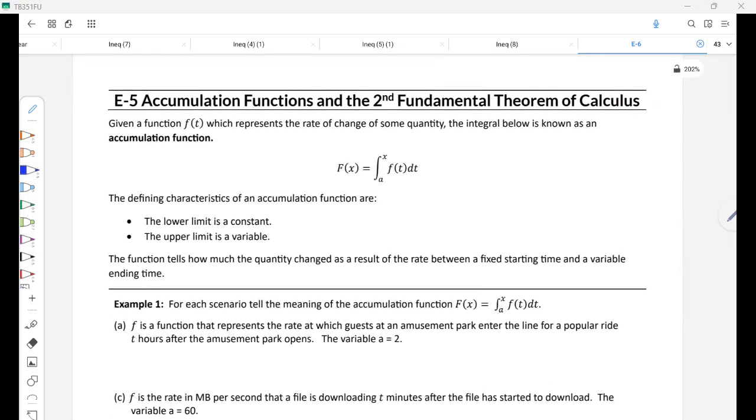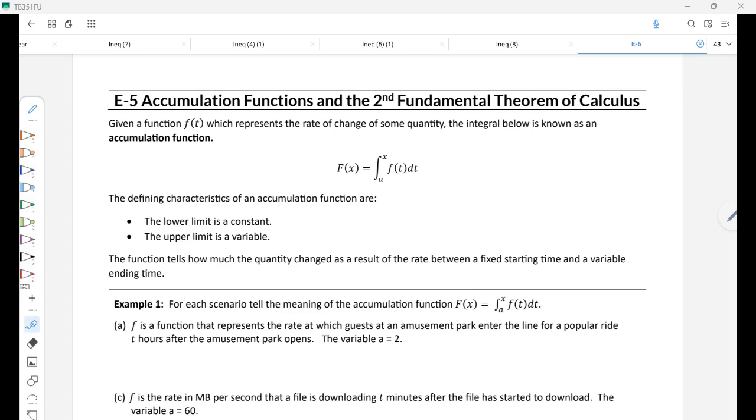Okay, so there is this type of function that we refer to as an accumulation function. We have to make sure that a couple things are in place before we call something an accumulation function. So if you have a function which represents the rate of change of some quantity, this other function, which I'm identifying as capital F of x, which is the integral from a to x of the original function, that thing is called an accumulation function.